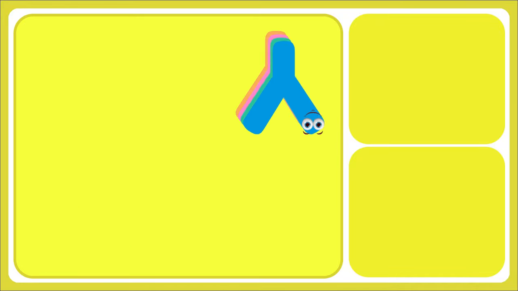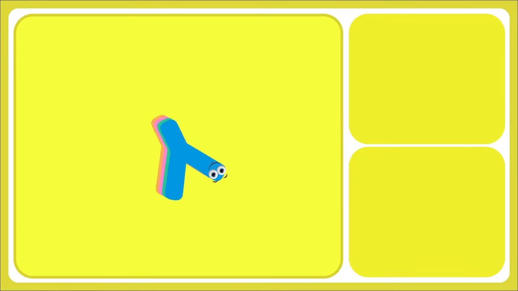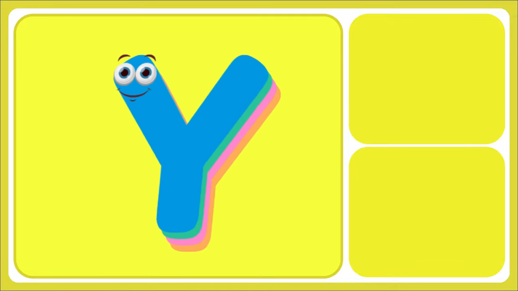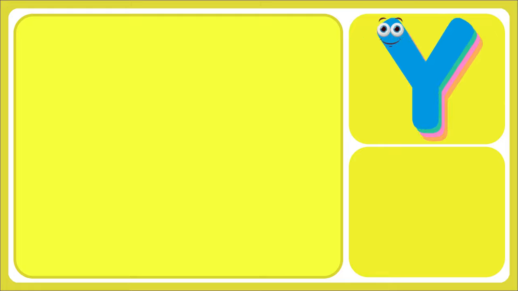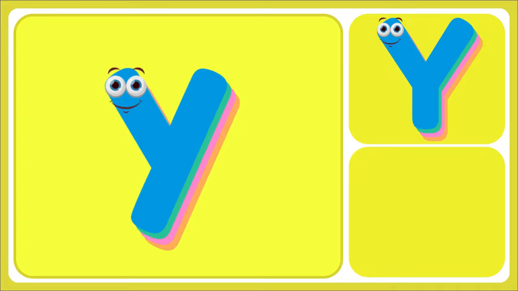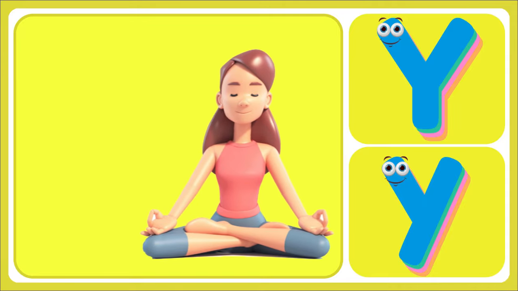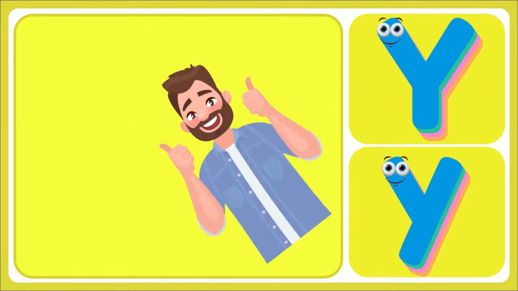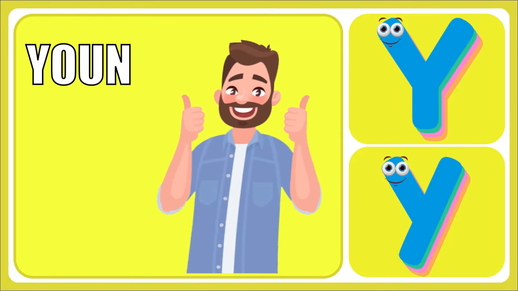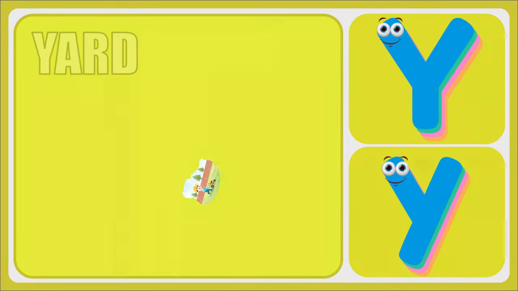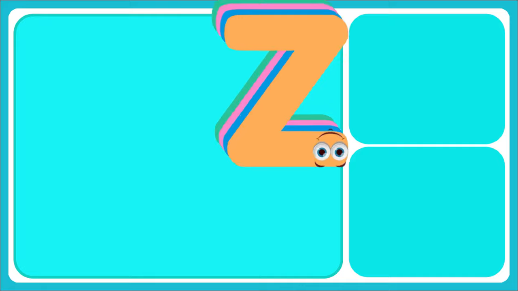Have you ever seen the letter Y? Hi, I am letter Y and my sound is ya, ya, ya. And the words that start with me are yoga, ya, ya, yoga, young, ya, ya, young, yard, ya, ya, yard. Today we will learn alphabets and their sounds.